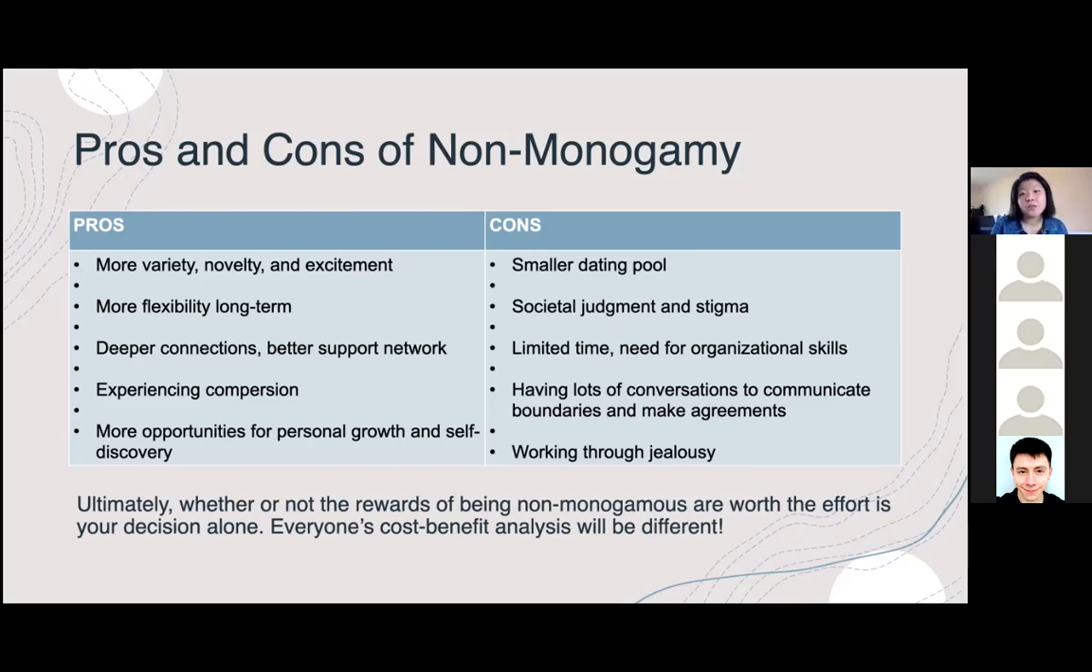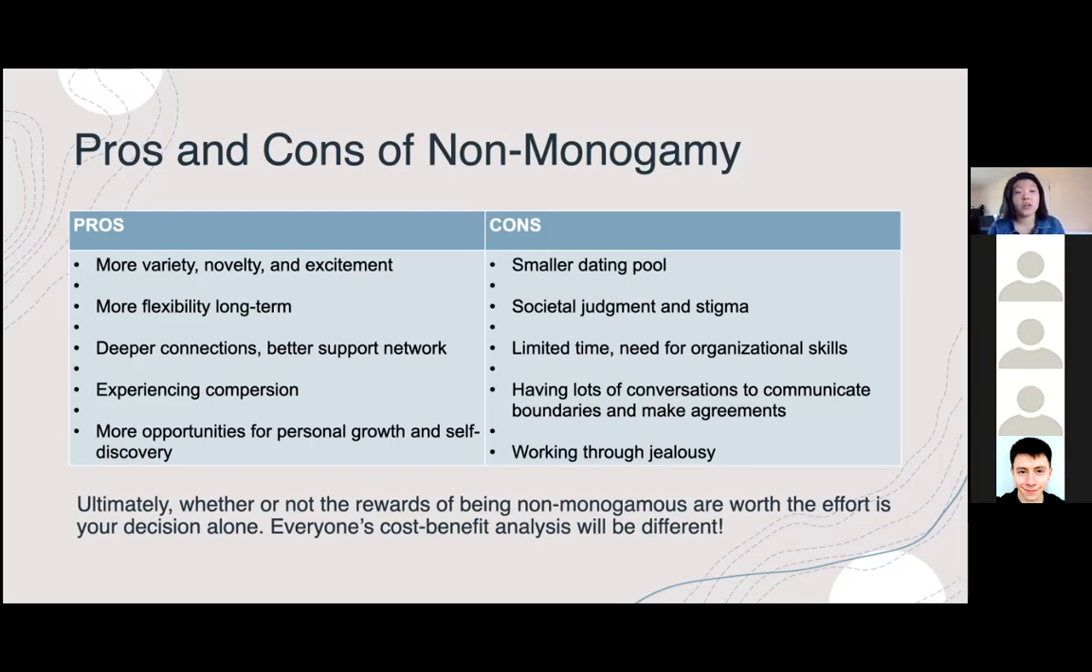Another thing is societal judgment and stigma. As you probably guessed from my previous slide, I get people saying all kinds of stuff all the time that is just vastly untrue about non-monogamy. And so, I think there is some emotional resilience that you need to deal with if you're going to be non-monogamous, and in particular, openly non-monogamous.